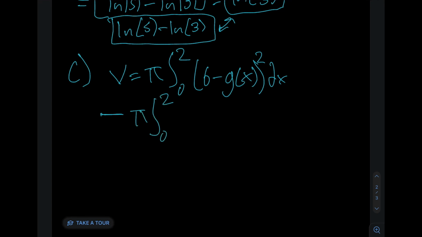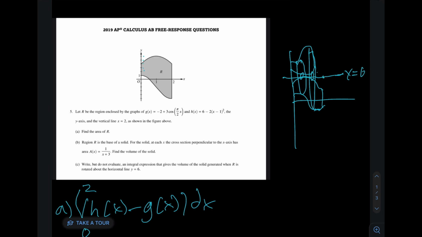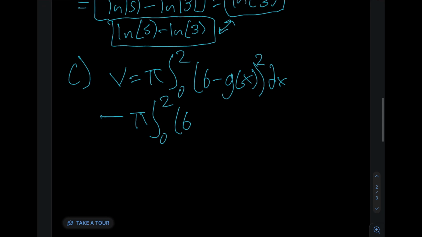Now the new question is, what's our new radius? Our new radius is going to be 6, because that's our upper bound, and now it's going to be 6 minus h, because h is the lower bound on that hole. We're trying to find the distance from this point here to this point here. Well, this point is on h of x, and this point is on 6, so it's 6 minus h of x. And again, you square that, dx.